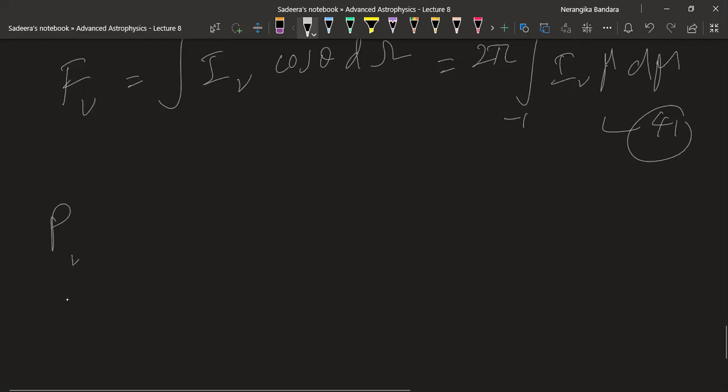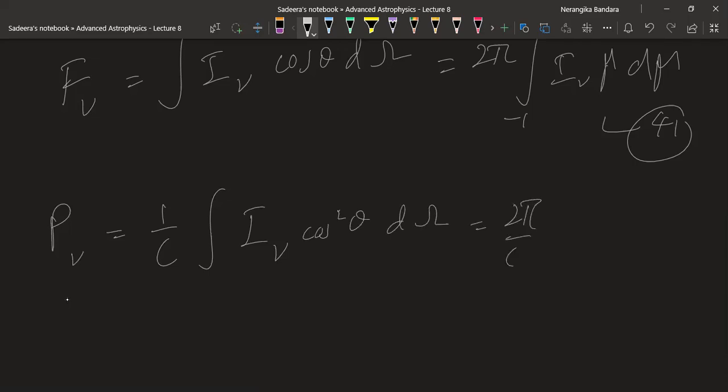You can do this for radiation pressure, which is 1 over c, I nu cosine square theta d omega. This would be 2 pi over c, integral from -1 to +1, the I nu mu square d mu. This would be equation number 42.